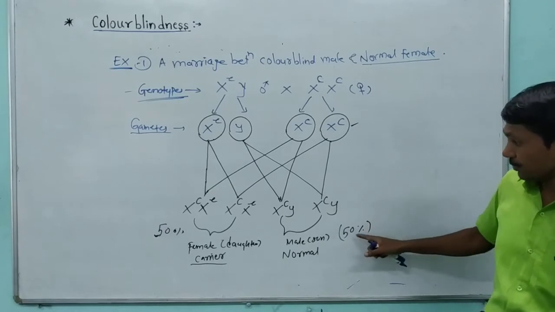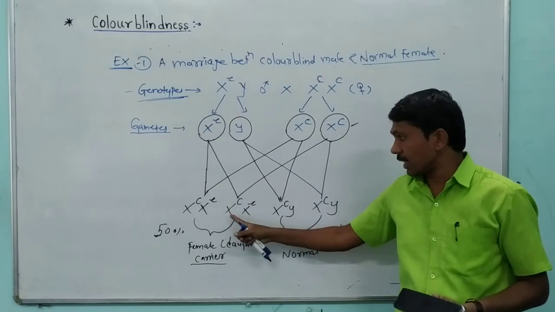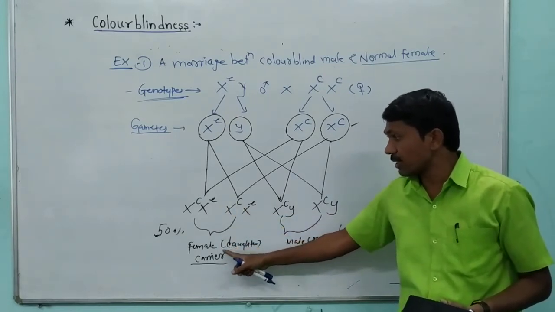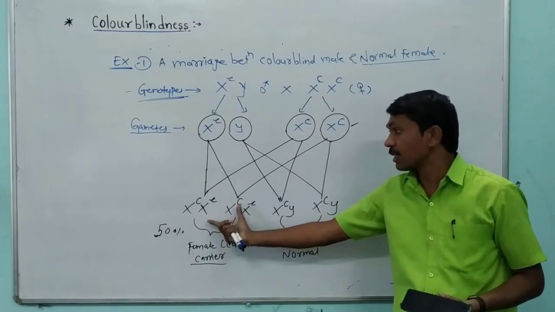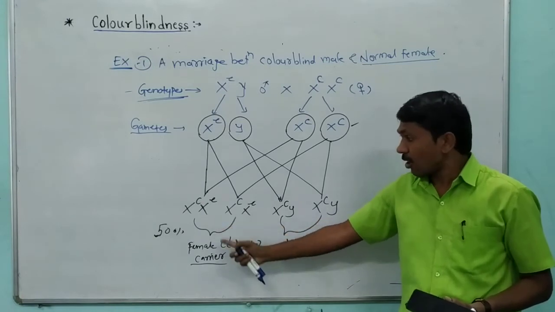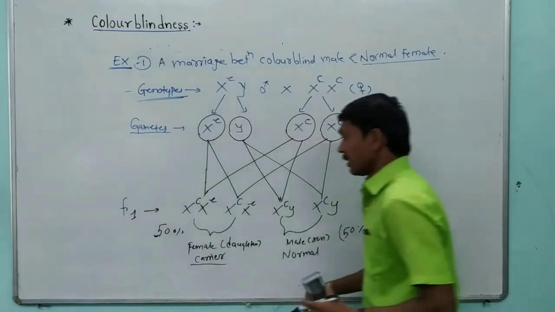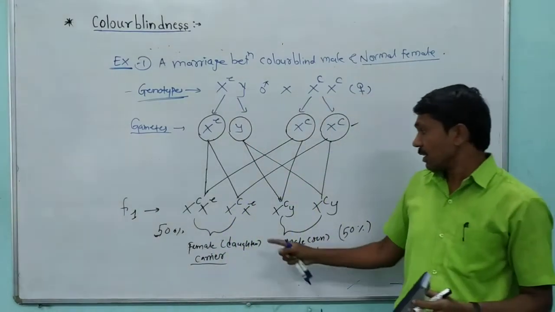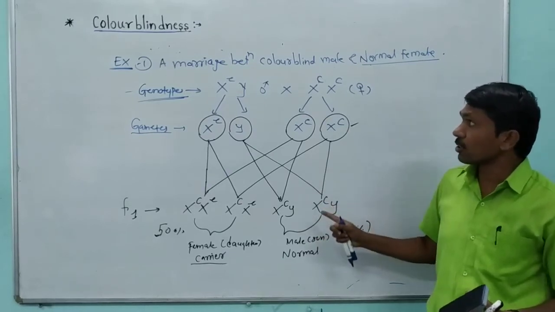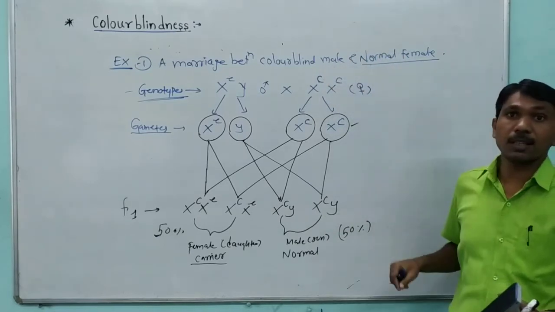Okay, so here X capital C, X small c means carrier. Like that, X capital C, X small c: the daughter is a carrier for that trait. That means here 50% of the offspring in the F1 are carriers for that trait, and 50% of the sons are normal, from the marriage between a colorblind male and a normal female.